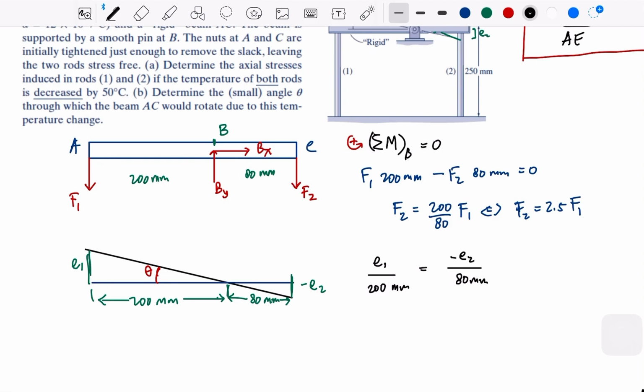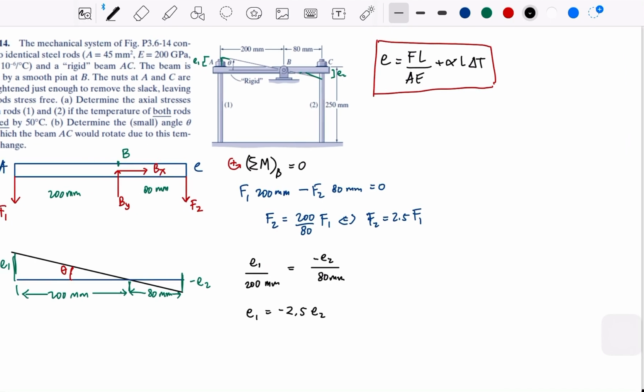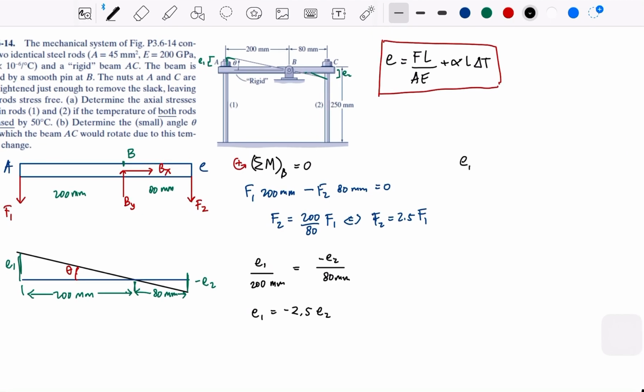to make sure that we understand that it is reduced. Okay, the length is reduced. So E1 is negative 2.5 E2. Okay, and then we also know that both E1 and E2 we can describe in these relations, right? So basically we are going to substitute into all this formula, okay?